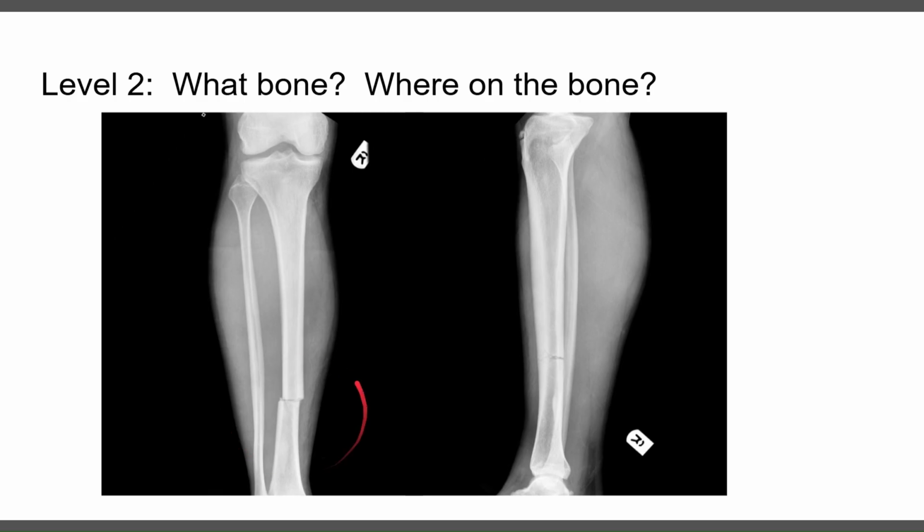So we're going to describe this fracture. This is a fracture of the tibia. And where is it? Is it in the proximal part, the middle part, or the distal part? Well, this is sort of the junction, but I would call this a distal tibia fracture.